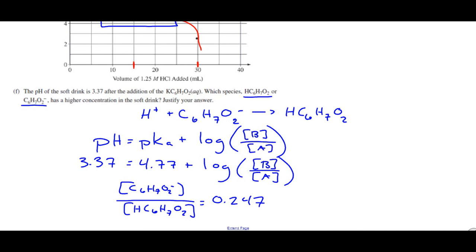And what is it saying? This relationship between the base and the acid is 0.247. So that means that I have a larger amount of my acid than I do my base. So that is how I could justify my answer. So that species of HC6H7O2 is greater than the C6H7O2 minus.